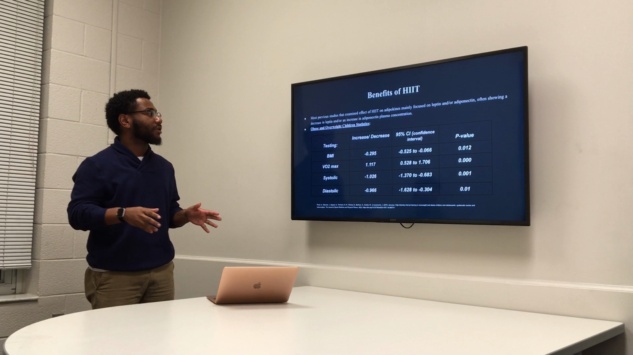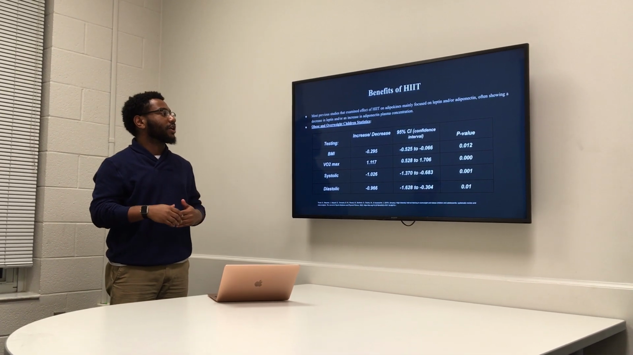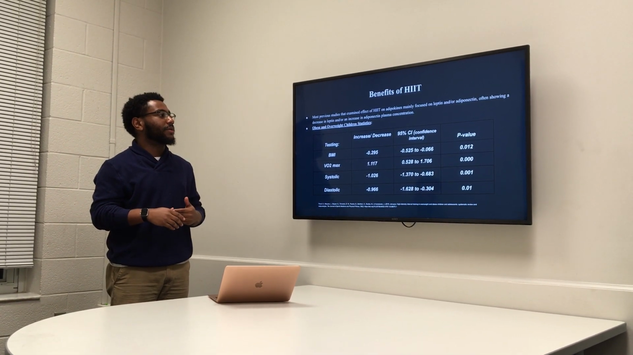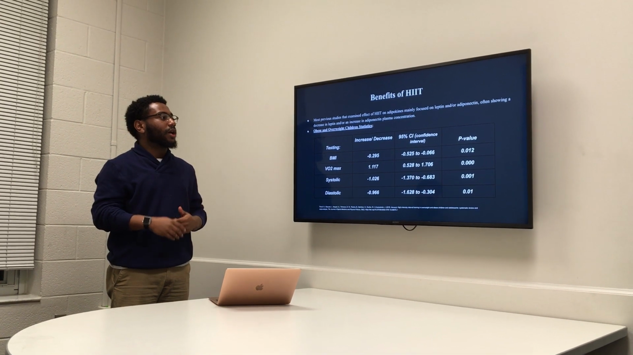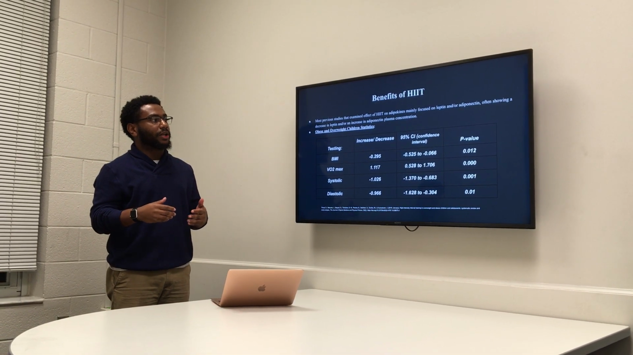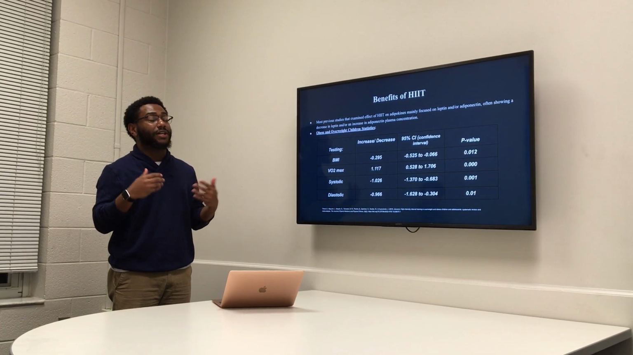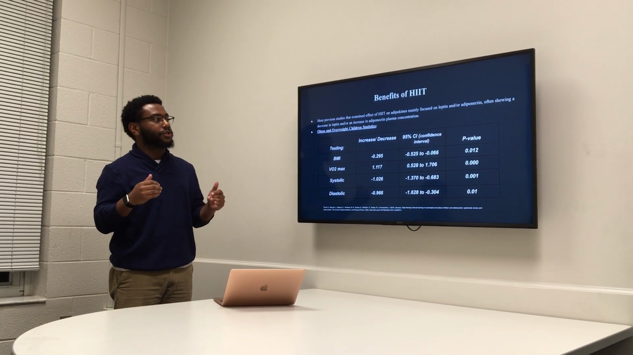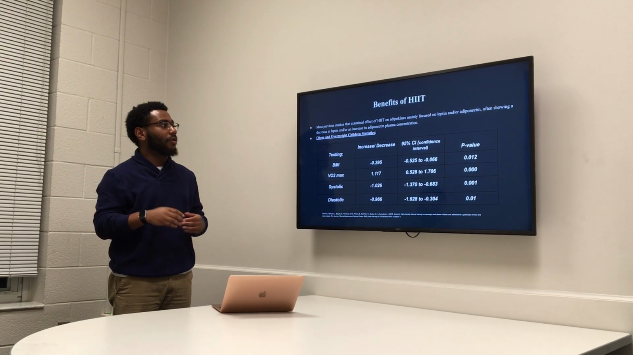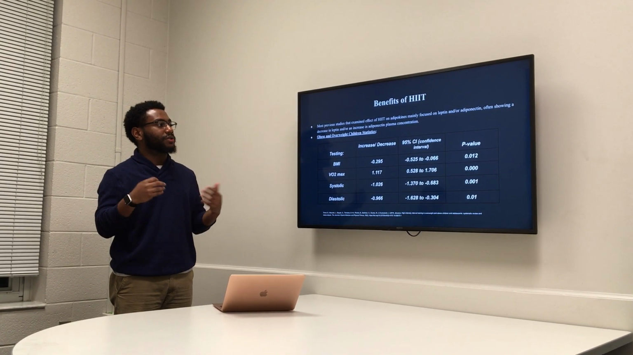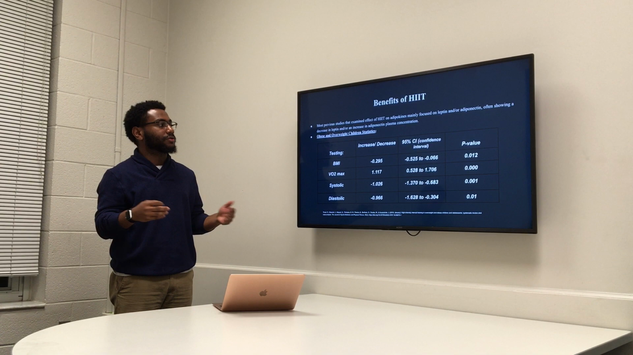Some of the benefits of HIIT training: most previous studies that examine the effect of HIIT on adipokines mainly focus on leptin and adiponectin, often showing a decrease in leptin and or an increase in adiponectin plasma concentrations.